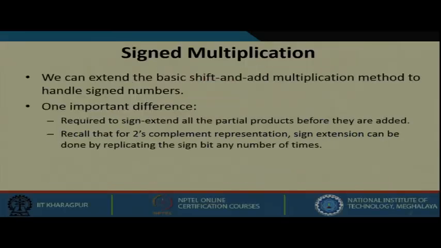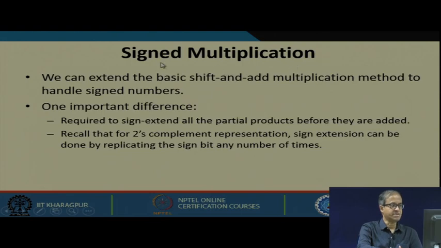In the last lecture, we have seen how to carry out unsigned multiplication. So, we continue our discussion in the present lecture. Today we shall see how we can carry out signed multiplication, multiplication of two numbers which can be either positive or negative, specifically in 2's complement form. So, how can we do that? Our topic of discussion today is signed multiplication.